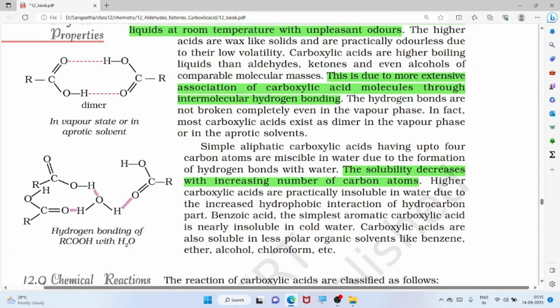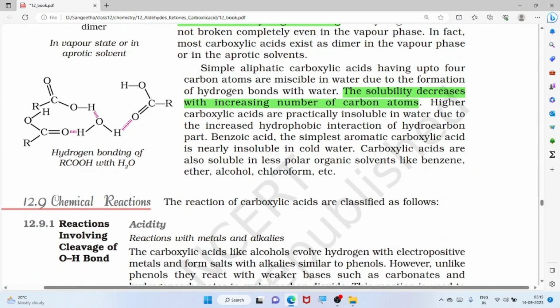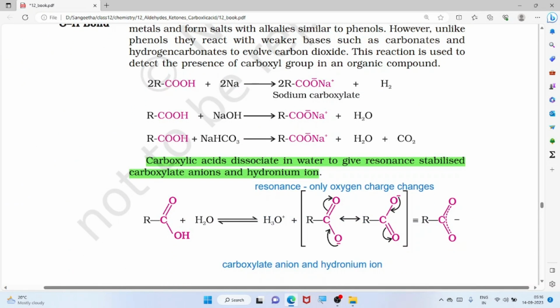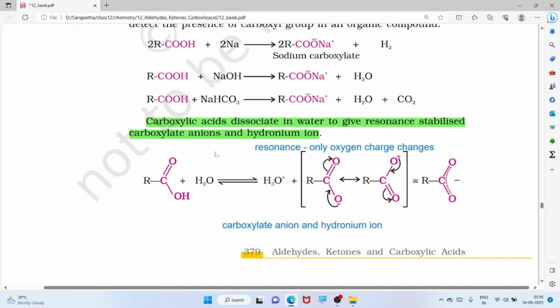Carboxylic acids have intermolecular hydrogen bonding. Solubility decreases with increasing number of carbon atoms. Acidity: carboxylic acid dissociates in water and leaves the resonance stabilized carboxylate anion and hydronium ion. This is an equivalent resonance because the charge changes between the oxygen atoms only.